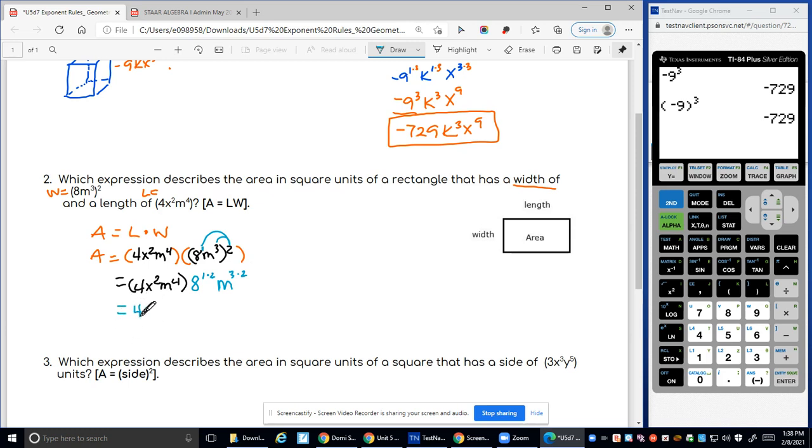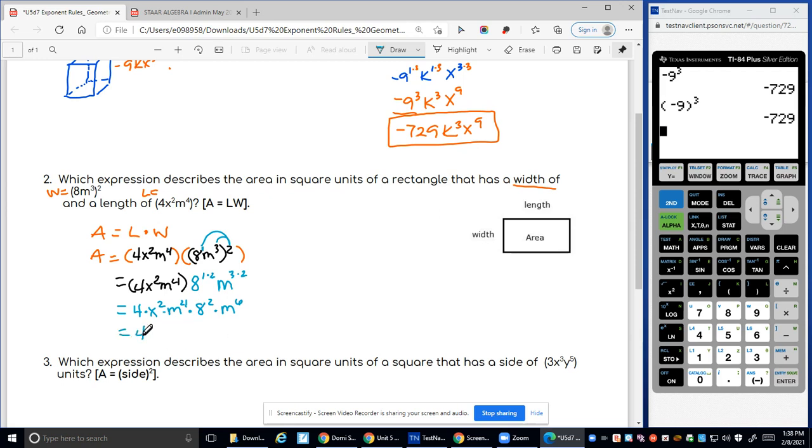And so now let's go ahead and continue to kind of clean this up. We have 4 times x to the second, m to the fourth. Everything's being multiplied. And then we have 8 to the second power, and then we have m to the sixth power. 3 times 2 is 6.